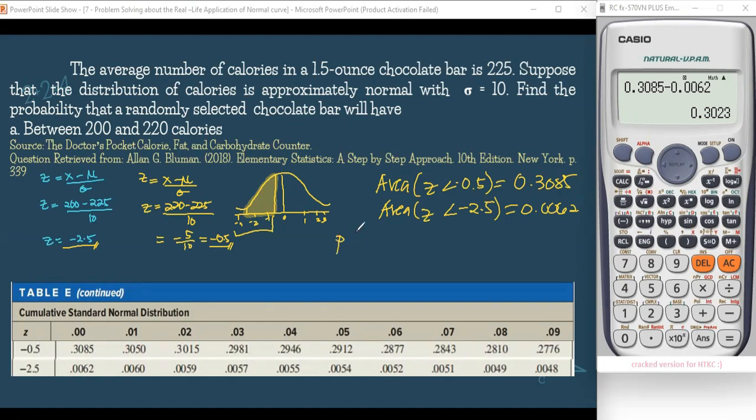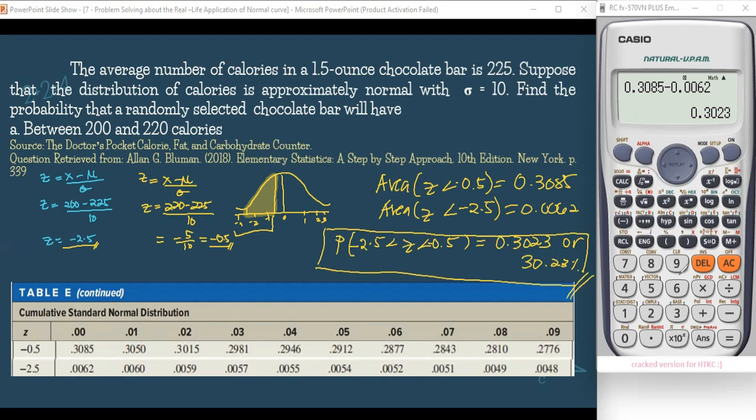So meaning to say, the probability po that the chocolate bar has the calorie of 200 to 220, that is equal to 0.3023. However, here po, mathematically speaking, ang gagamitin natin is itong mga z natin. So that is negative 2.5 less than z less than negative 0.5. So the probability po is 0.3023 or that is 30.23%. And this is our final answer for letter A.